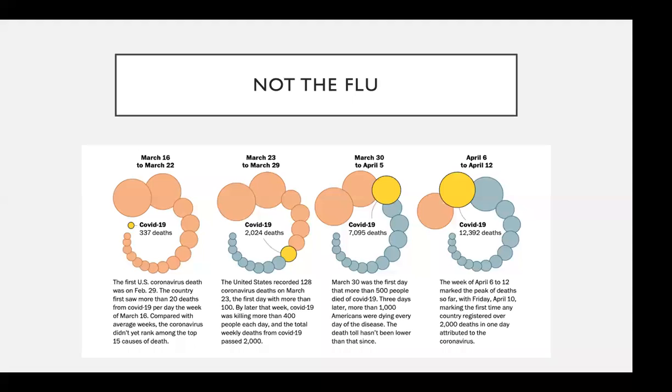I found this slide, which I thought was helpful for illustrating this. If you looked at deaths per day in the United States back in March, at the beginning there, the 16th to 22nd, 337 deaths per day. That didn't even get into the top 15 causes of death. Then you go to March 23, just 1 week later, and now we're in the middle of the 15 most common causes of death in the United States, slightly ahead of things like hypertension. One week later, it's now the third most common cause of death, with 7,000 deaths.